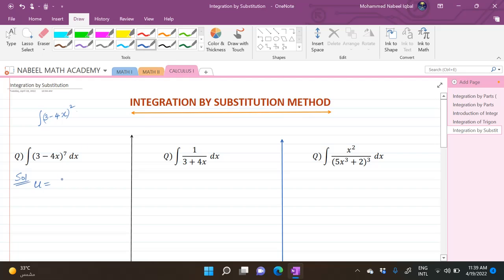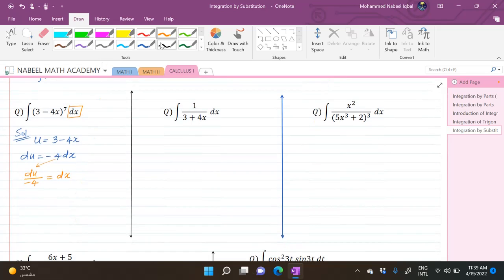U is equal to the term without power, the highest power term without power. So I have 3 minus 4x, it is my u. What is du? Which is equal to minus 4 into dx. So we are differentiating here. The differentiation of 3 is 0, here minus 4 and dx. Now here I need only the dx, not minus 4, so I will just bring it down.